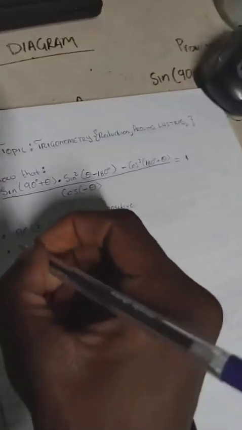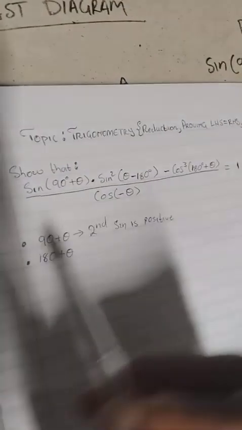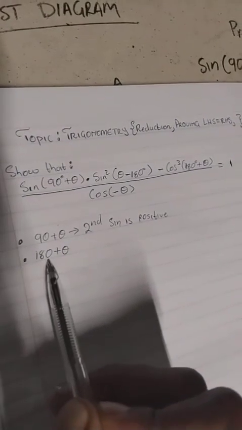And let me jump straight to this one. What does 180 plus theta belong to? It belongs to which quadrant?